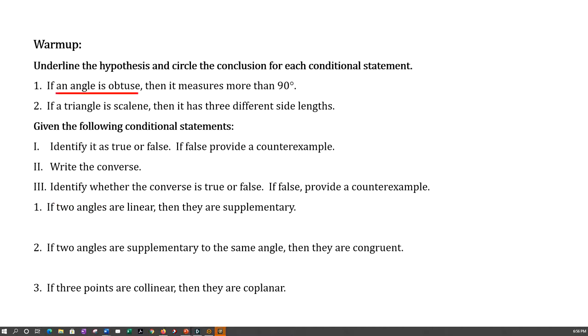So our hypothesis is the first part of the sentence. Our conclusion is that it measures more than 90 degrees. If a triangle is scalene, then it has three different side lengths. That is the hypothesis, the triangle being scalene. And then our conclusion is it has three different side lengths.